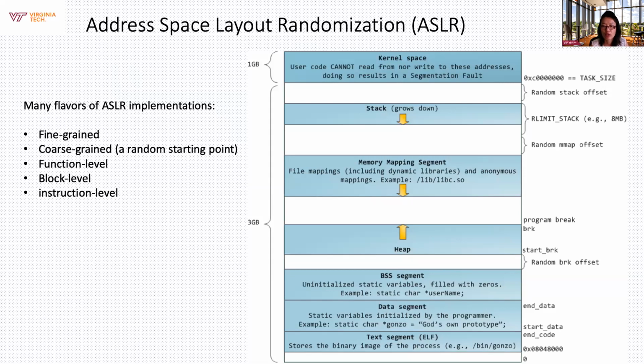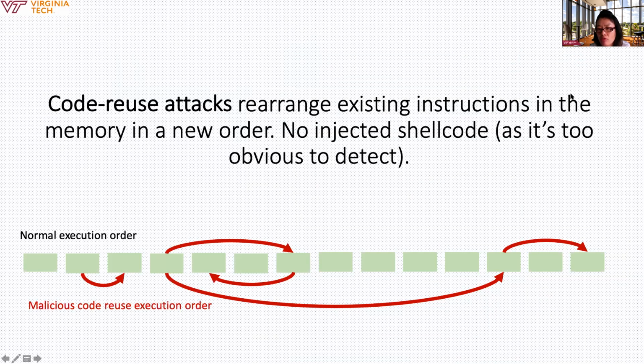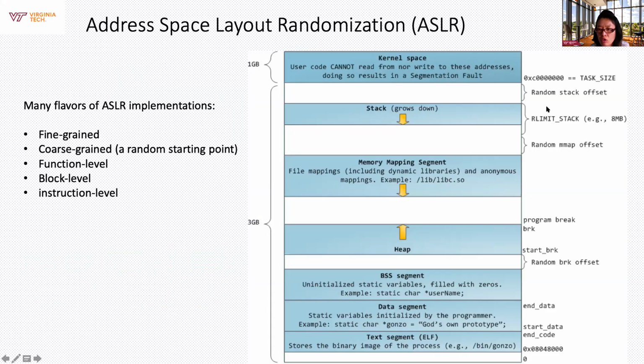ASLR has different flavors. This map shows a random stack offset, where you don't always begin at 0 or at an expected position in your virtual memory. You are off a little bit; you have a random starting point. This illustrates the basic coarse-grained ASLR, because you see the stack is still consecutive. It's just the starting point that gets randomized. So this is called coarse-grained ASLR.